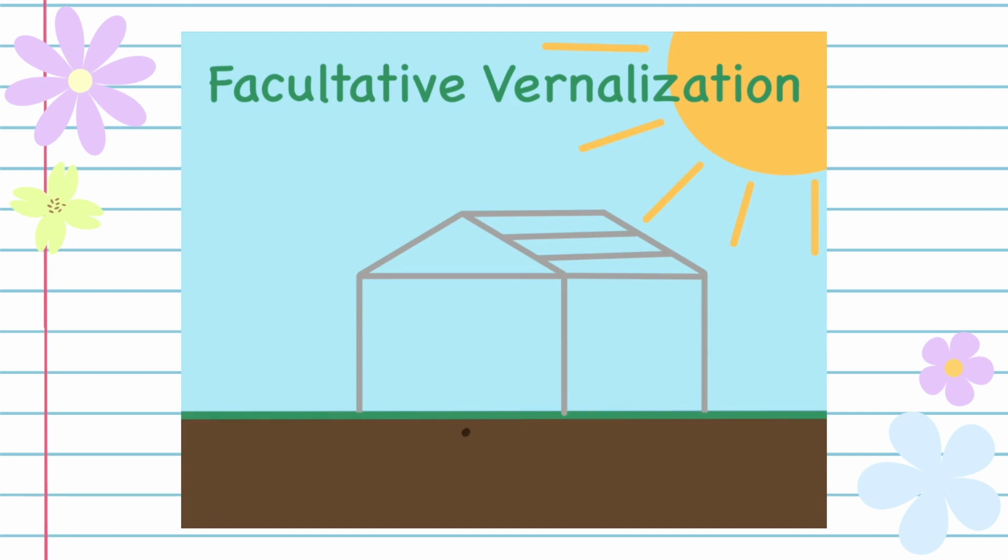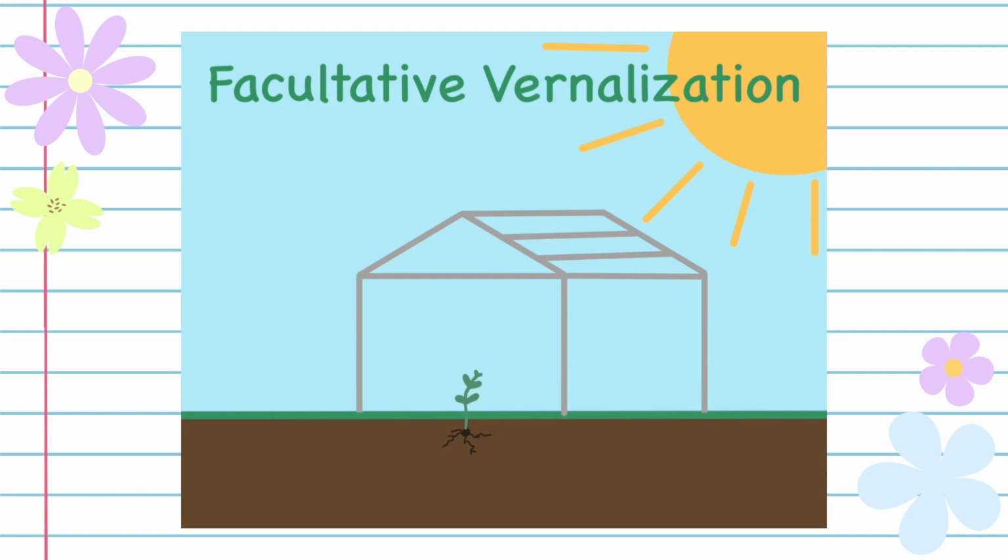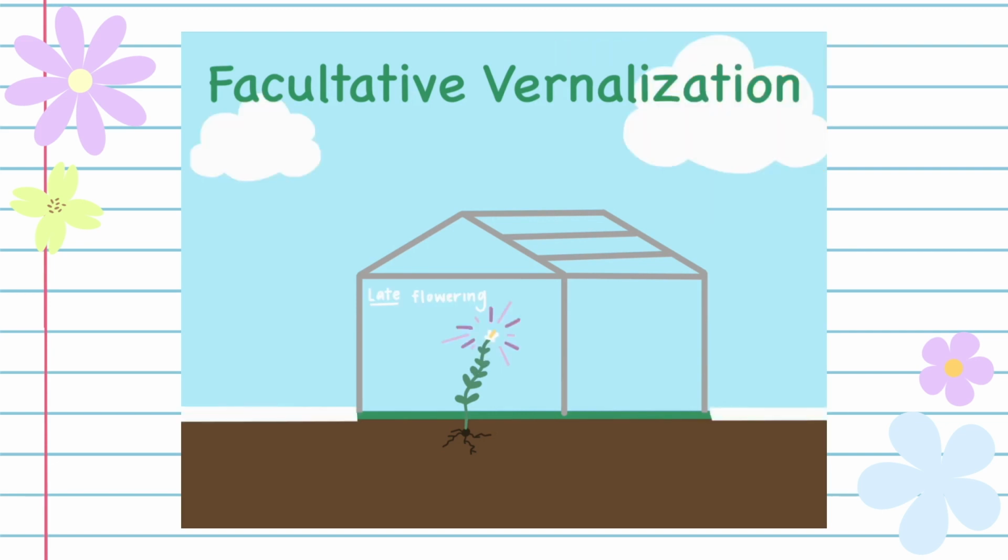It's growing and sprouting, and it's not exposed to the cold. And we see it grow more and more. And then we see it flower, but we notice that there's snow outside, so it's flowering late.